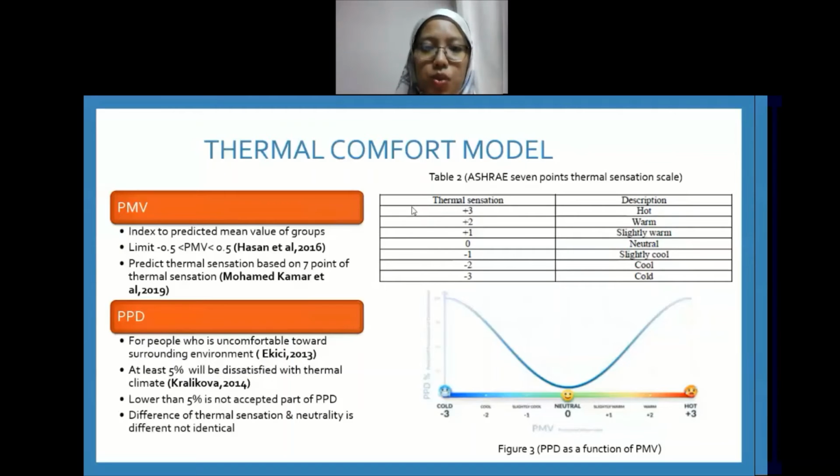Table 2 shows the 7-point thermal sensation scale. As you can see there, they are hot, warm, slightly warm, neutral, slightly cool, cool, and cold.